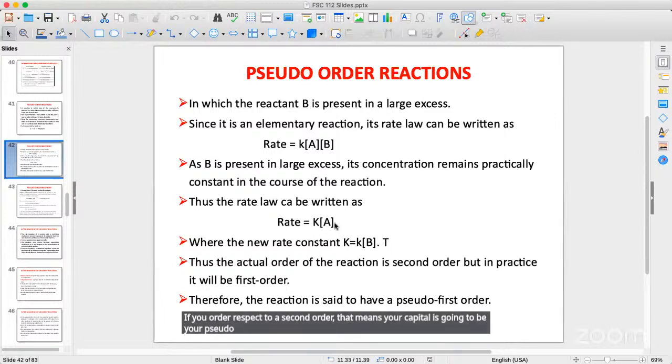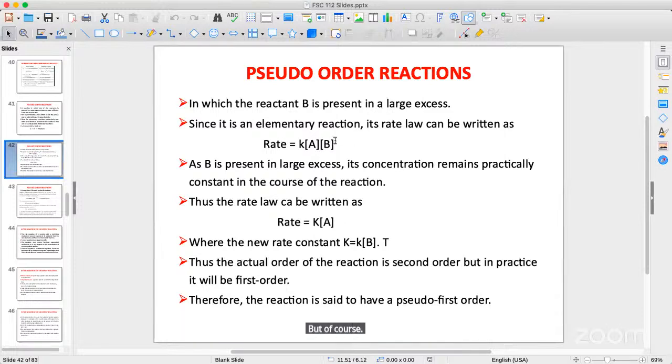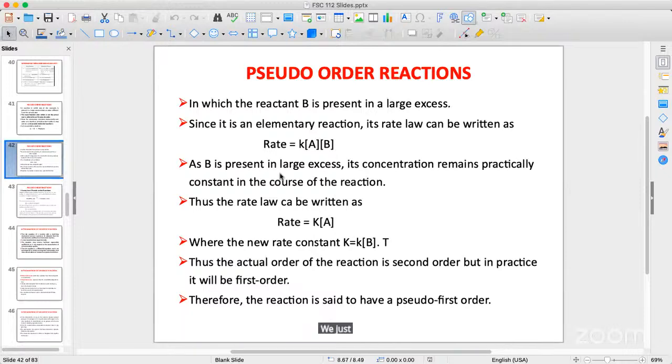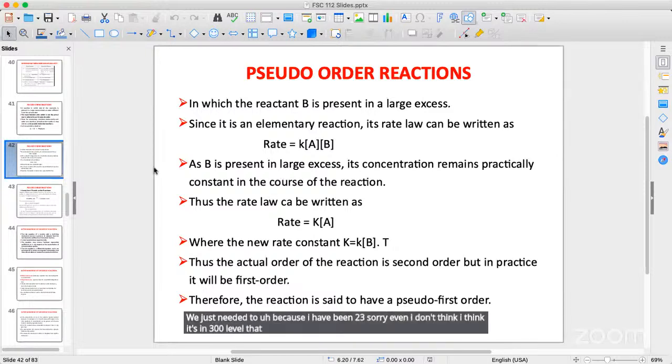But of course, you can calculate the real order of reaction, but that is beyond the scope of this class. Even I think it's in 300 level that you actually get to talk about how we calculate our small k from that process.